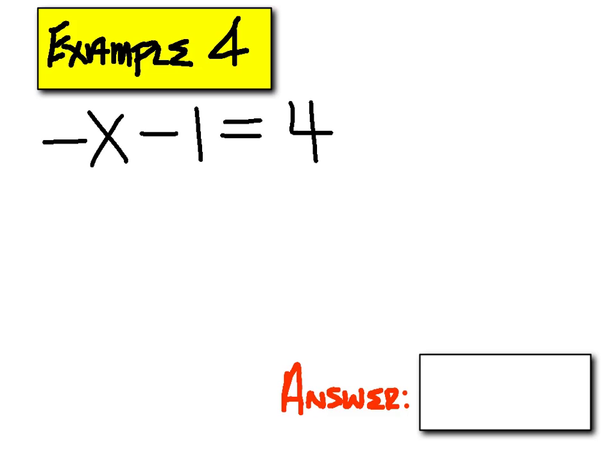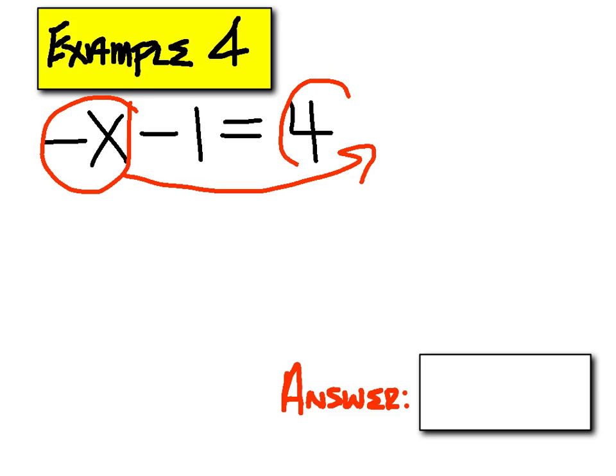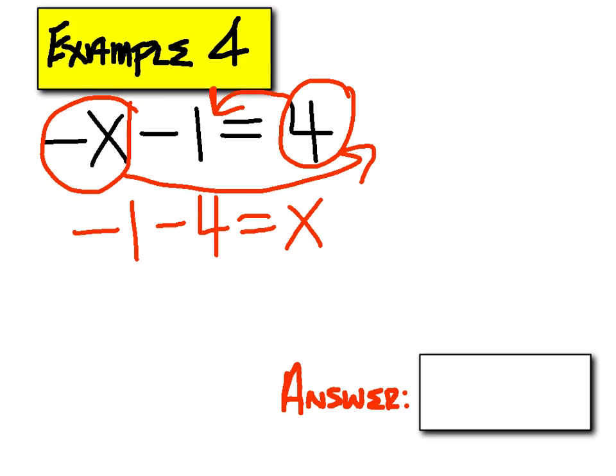For this example, we have -x minus 1 is equal to 4. We want to take our -x to the right side and our +4 to the left side. So we have -1. The 4 becomes negative when we bring it to the left side, so -4 is equal to x. Negative 1 minus 4 is negative 5. So our answer is negative 5.